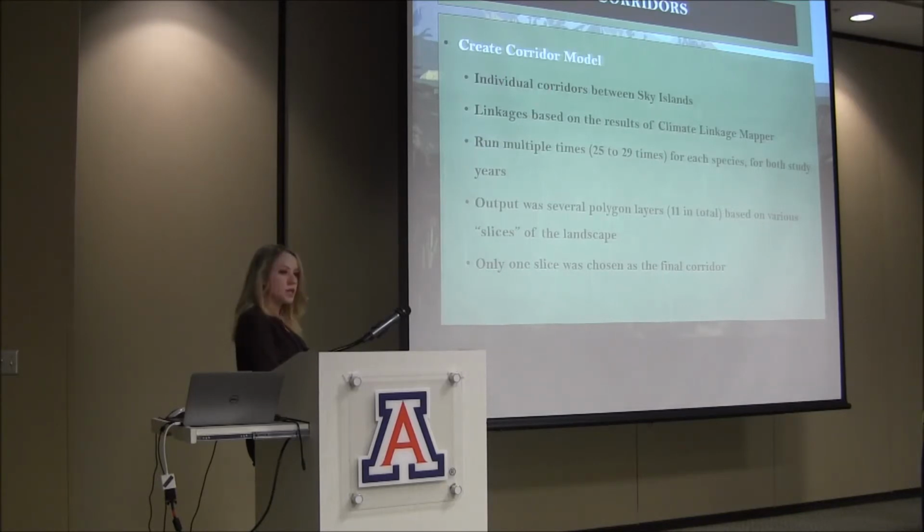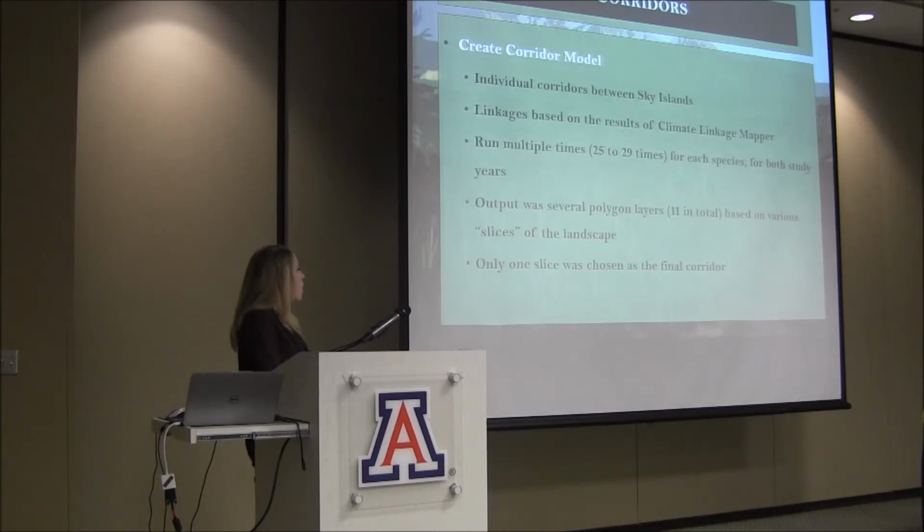And although the Climate Linkage Mapper did create corridors on its own, I noticed that many of these corridors were exceedingly longer than the threshold value, and this is because the distance was based on Euclidean distance, or straight line distance, and did not take barriers in the landscape into consideration. So I basically had to repeat myself. And the linkages were based on the results of the Climate Linkage Mapper. This tool was run 25 to 29 times for each species for each study year.